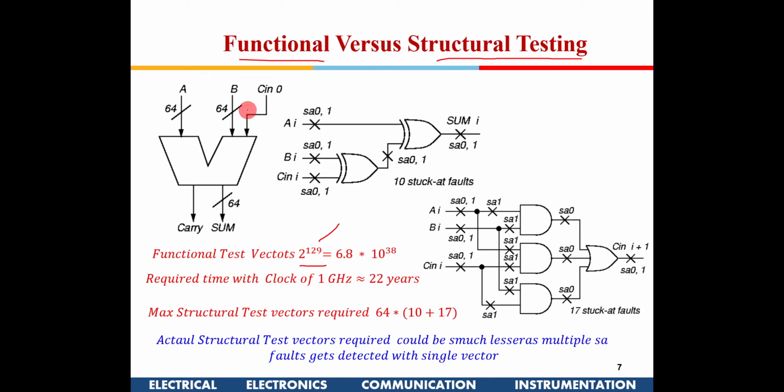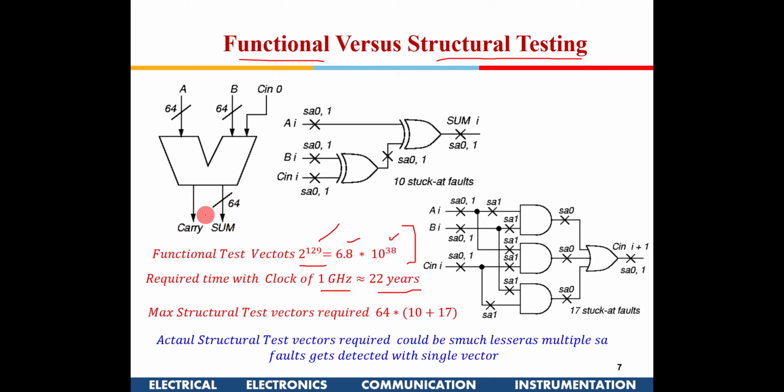The previous carry. Yes, there is one carry also, so there is actually one more bit. So in total 6.8 times 10 to the power of 38 different combinations are there. If I have to functionally check whether this is going to work or not, and I use a 1 gigahertz clock, then it will take 22 years to complete the testing.